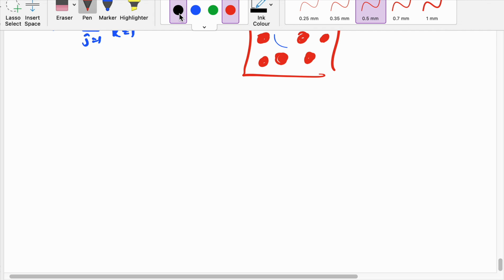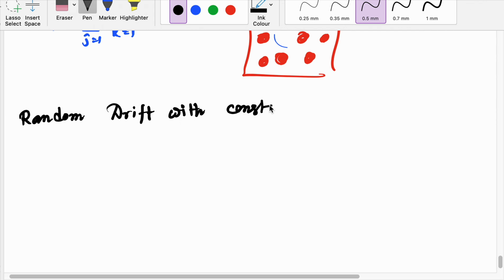If we introduce a constant selection in this random drift business, random drift with constant selection.